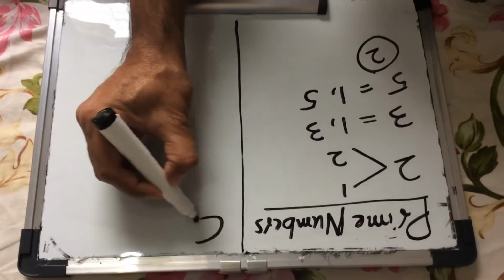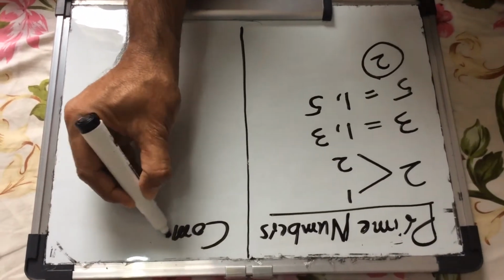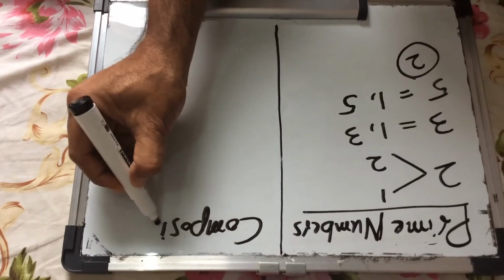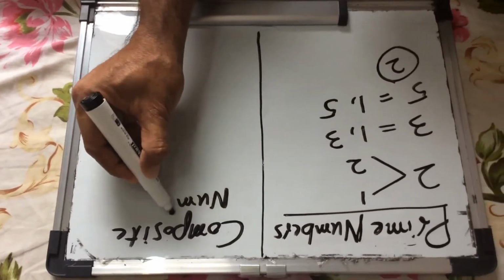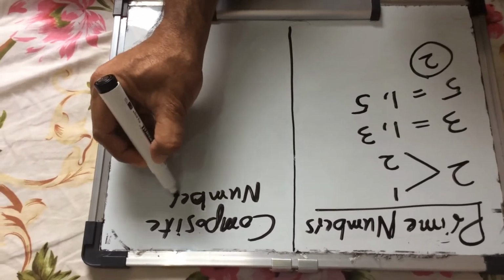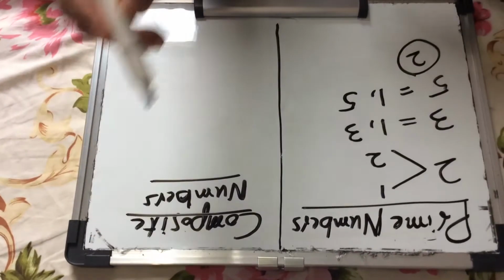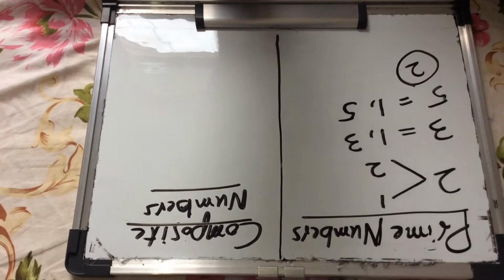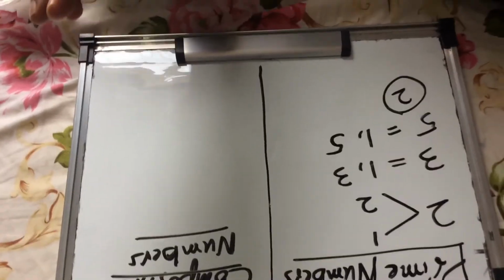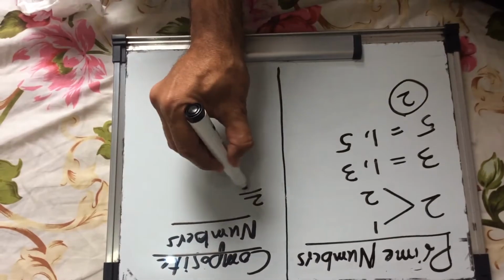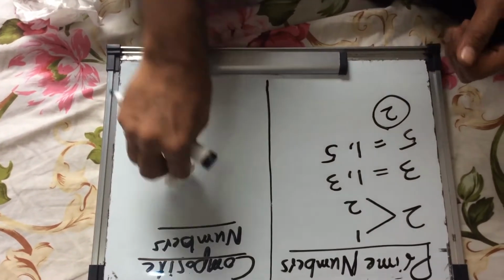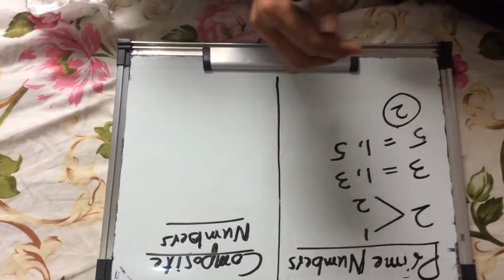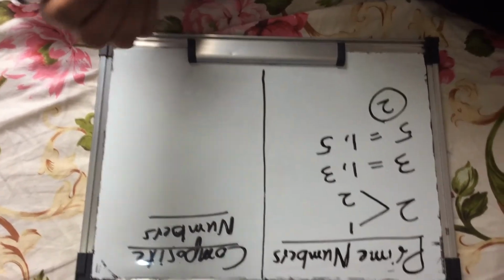Now we consider the composite numbers. What does it mean by composite numbers, how do we define it, and how can we recognize it? All composite numbers are positive integers. They are not fractions, not like 2 over 3. 2 over 3 is not a composite number. They are positive whole integers and they have more than 2 factors.